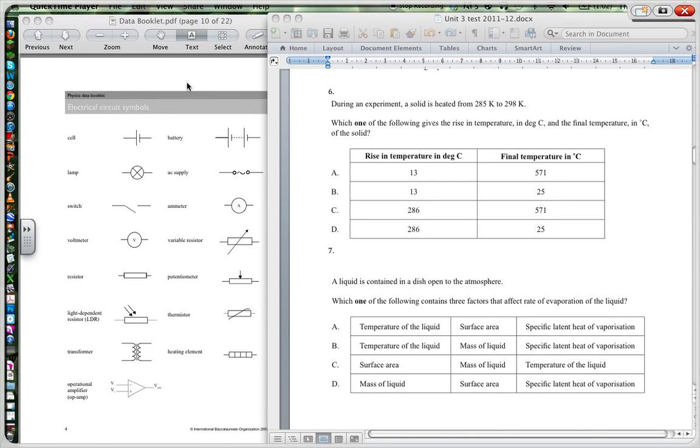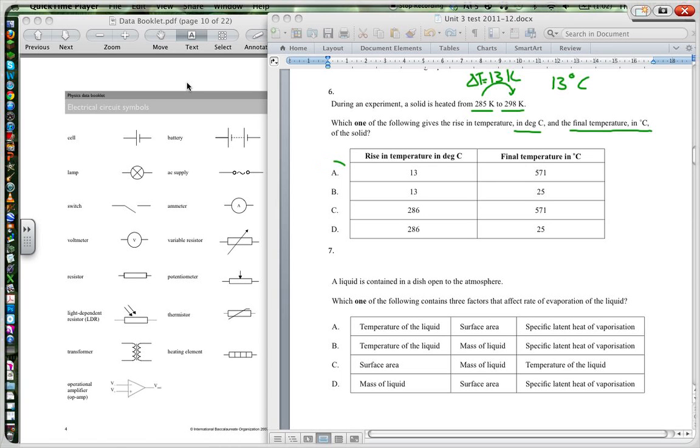Okay, question 6. During an experiment, a solid is heated from 285 Kelvin to 298 Kelvin. Which of the following gives the rise in temperature in degrees Celsius and the final temperature in degrees Celsius? Now, the rise in temperature, 1 Kelvin is equal to 1 Celsius by magnitude. So, if this rose by a total of 13 Kelvin, the change in temperature was 13 Kelvin. That would also be 13 degrees Celsius.